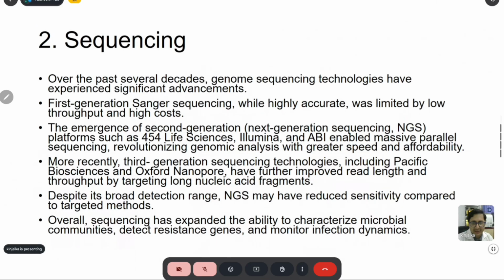Then sequencing. There's a lot which can be talked about over sequencing. We'll have a separate lecture on sequencing. First generation Sanger sequencing was accurate, but it was very slow and high costs were there. Now you have next generation sequencing through Illumina, ABI, Ion Torrent, Oxford Nanopore. All these are the newer generation sequencers, which give us much deeper reads, longer reads, and they do it quickly. Initially, standard sequencing used to take days for one complete cycle to be completed, whereas nowadays you can do it in a matter of hours.